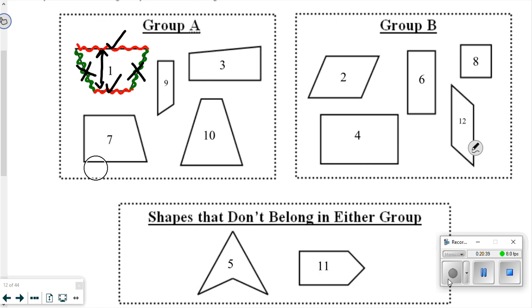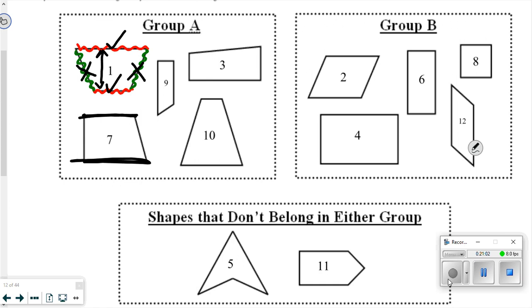The parallel sides were not going up and down on this shape. Jalen, those are not parallel. They will run into each other. The parallel sides on shape number 7 are the top line and the bottom line. So with your hands, you should be showing me top and bottom.